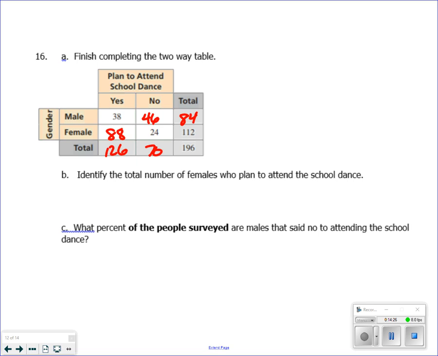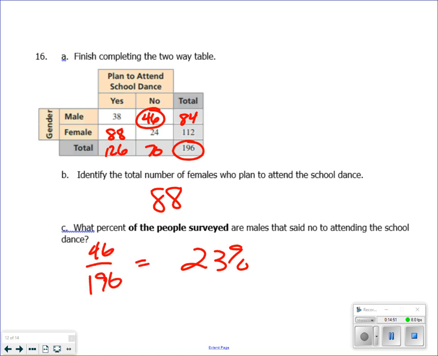Identify the total number of females who plan to attend the school dance. So females that attend the school dance, 88. Now, what is the percentage of people surveyed that are males that said no to attending the school dance? So now you're talking about males out of the total. So you're talking about 23%, which is 46 divided by 196.